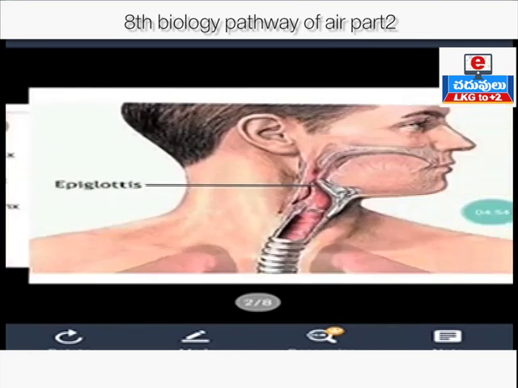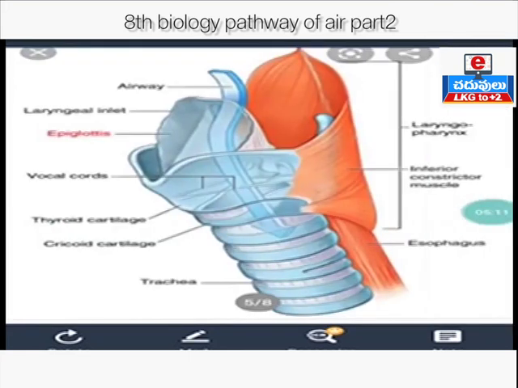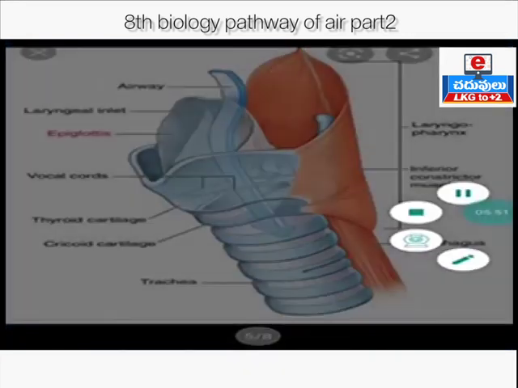Let us see the structure of the epiglottis, everybody. This is the epiglottis structure. It is located in the oropharynx. The epiglottis is made up of elastic cartilage. First, you know the epiglottis is a flexible part: a flexible flap, a thin leaf-shaped structure at the superior border of the larynx, or voice box, projecting into the pharynx. Is that clear? This is the epiglottis part.